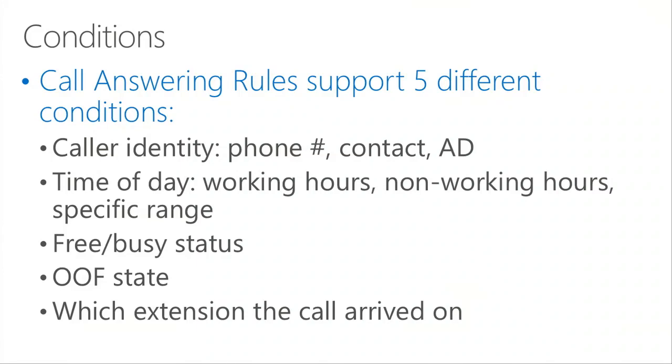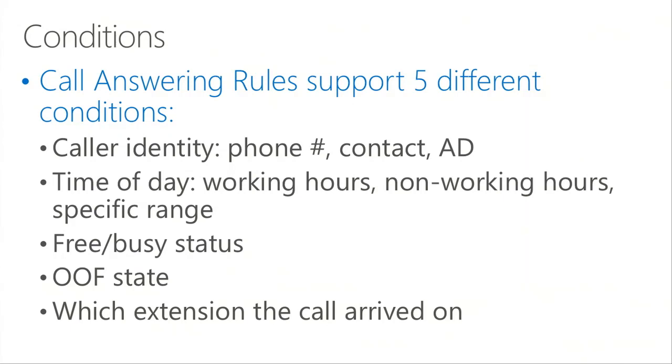For conditions, we can make decisions about who the caller is, what time of day it is when they call. In other words, is it working hours, non-working hours, or a specific range of time? And this is another cool integration point. These times are driven by what you set the working hours for on your mailbox using Outlook. So if I say my working hours are 8 to 8, and you say your working hours are 10 to 6, then your rule may be executed differently than mine, even if the conditions are the same. If it says during working hours, you have different working hours than I do, that rule may fire or not fire differently on our two respective mailboxes.